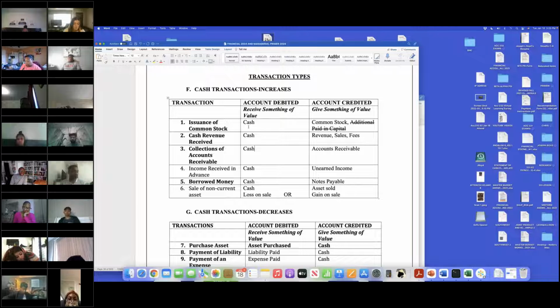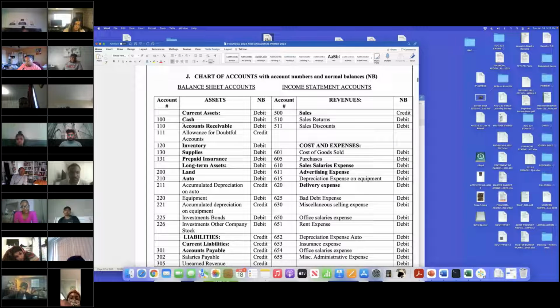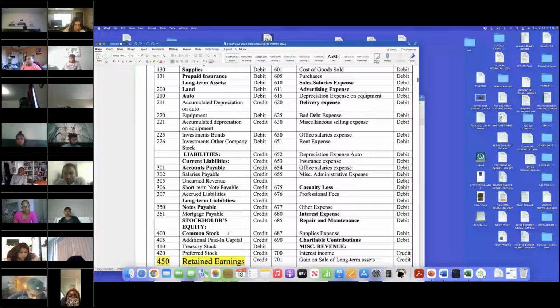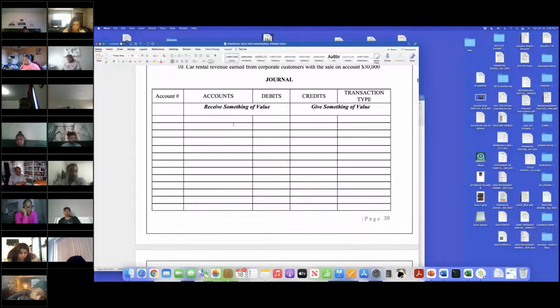Now I got to go in here and see what my account numbers are. Cash account number is what? 100. Common stock is 400. If you got a bank account, you got a number for your bank account. So each one of these accounts has a number, and that's how things would be recorded in actual practice. So when we get ready to record a transaction, we're on number one. Okay, so this is item number one.